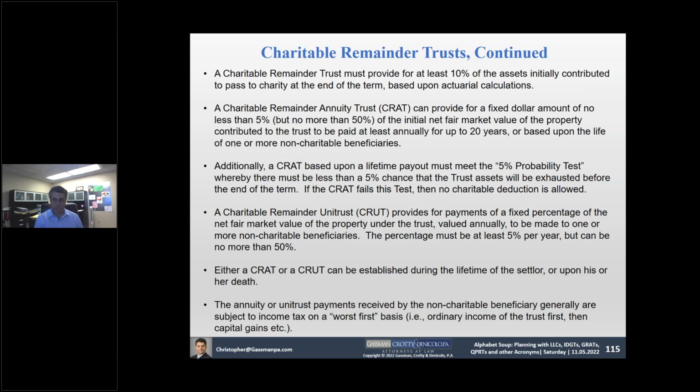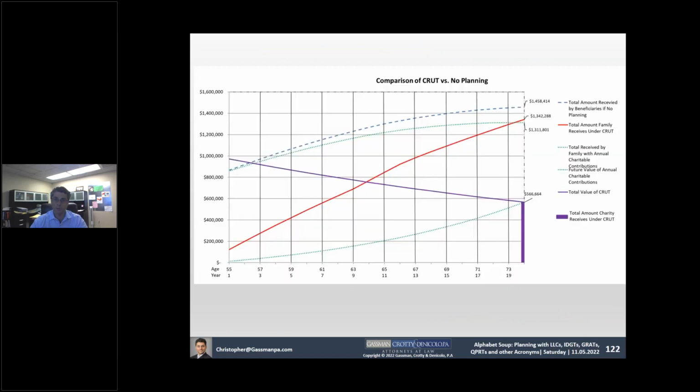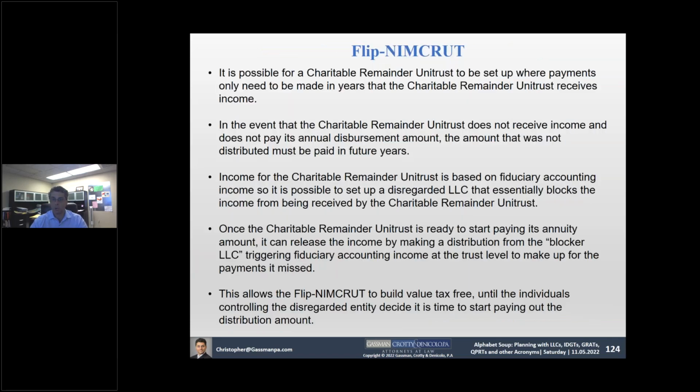In a CRAT, which is a charitable remainder annuity trust, that's a fixed dollar amount, but CRATs are not necessarily as common as CRUTs, but they are very useful in helping defer estate taxes and potentially income taxes as well for certain clients. I'm just going to drive us down the road of a lot of our CRUT materials here and not really mention a whole lot.